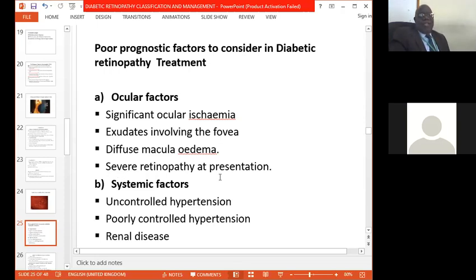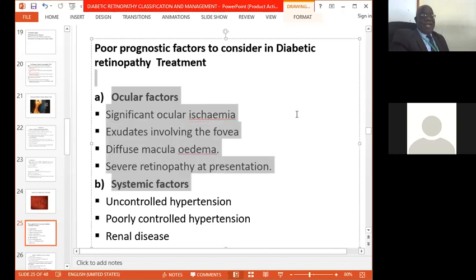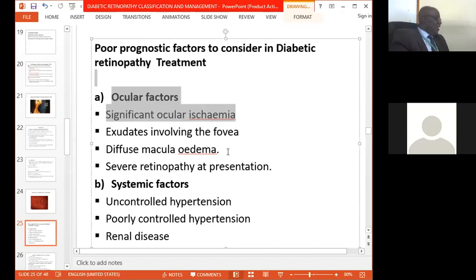Four, severity of retinopathy at presentation. The more severe, the more difficult the outcome, obviously. So these are poor prognostic factors to consider when you are treating this patient. A patient comes with severe retinopathy, severe macular edema, you don't go for this laser. You're not going to achieve much.